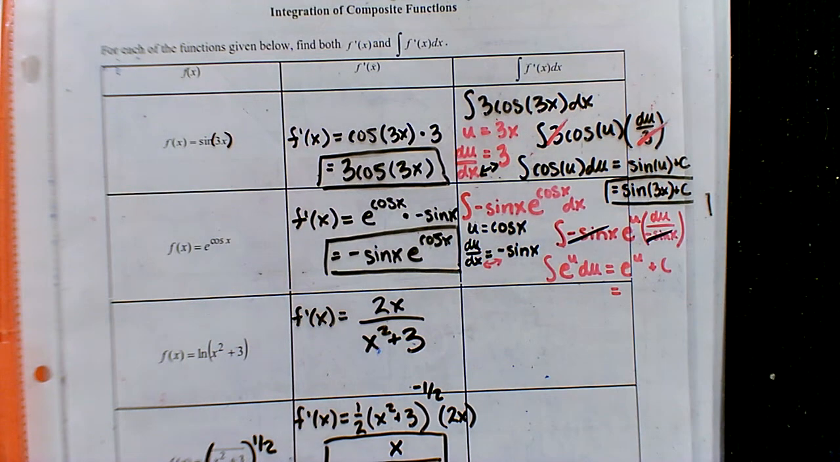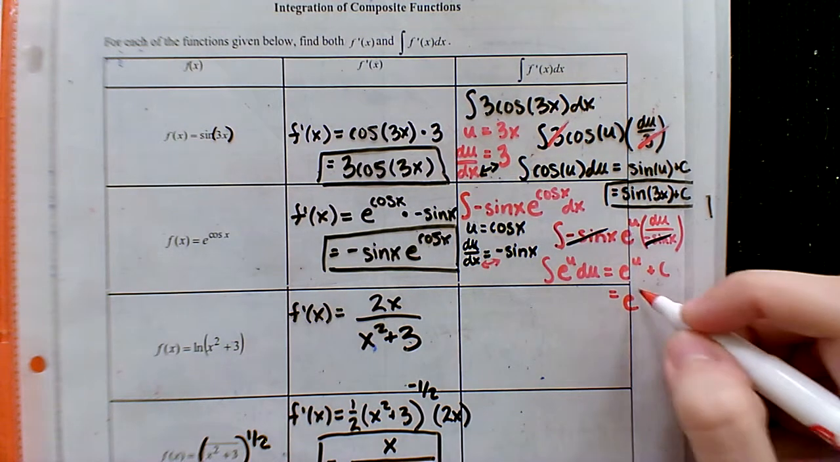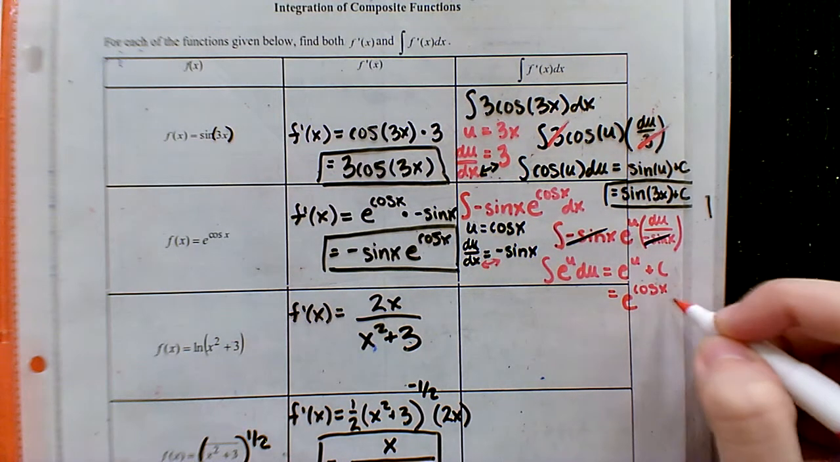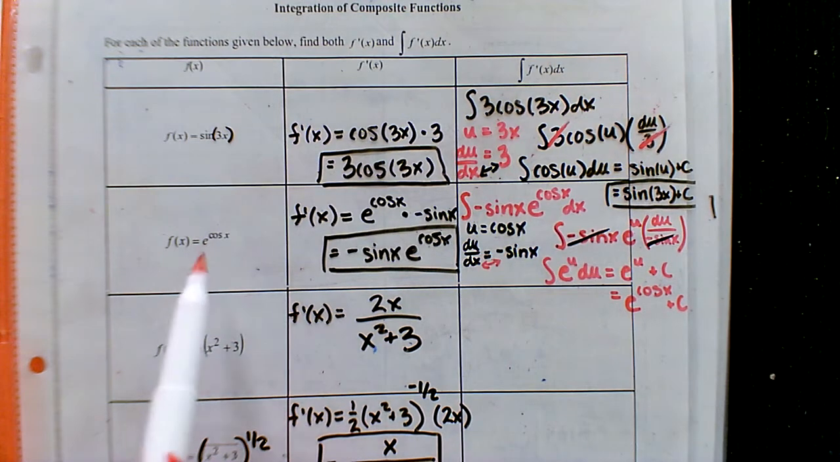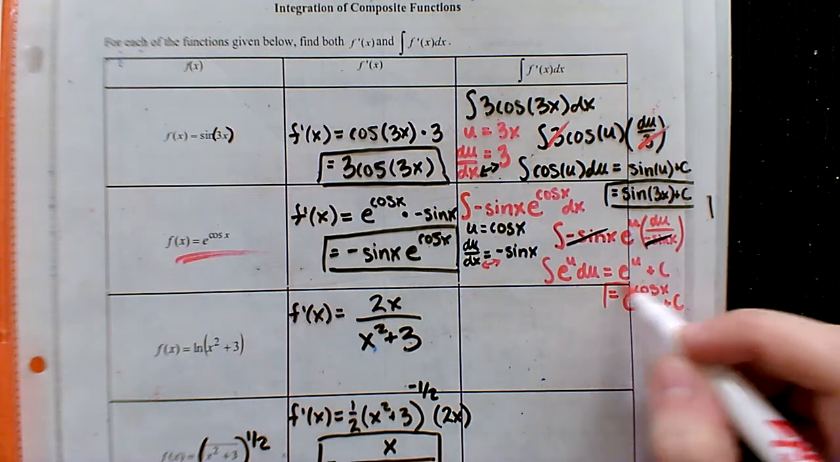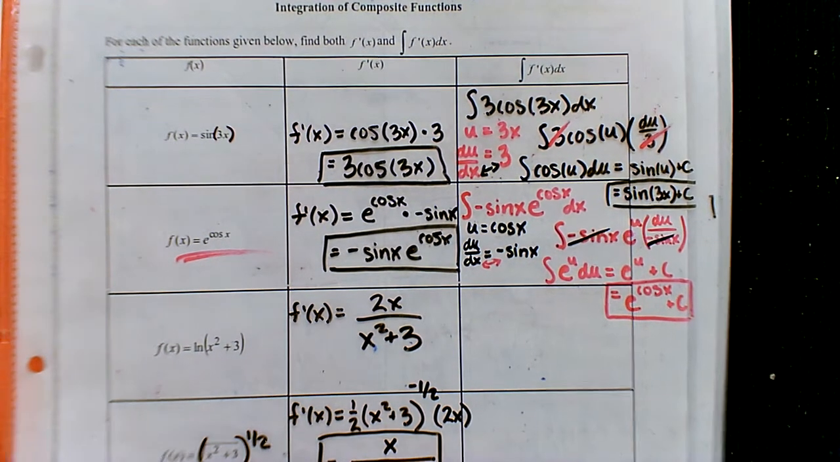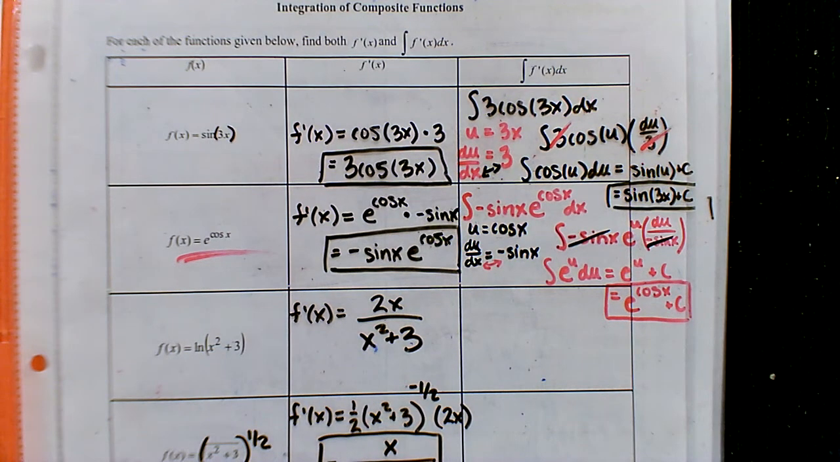But what was u? What did we label that as? Wasn't it cosine of x? So we have e to the cosine x plus some constant. Doesn't that match what we started with, right? So we know this u substitution process is working for us. Eventually we're going to get to the point where we don't know what we started with. That's going to be the real test.